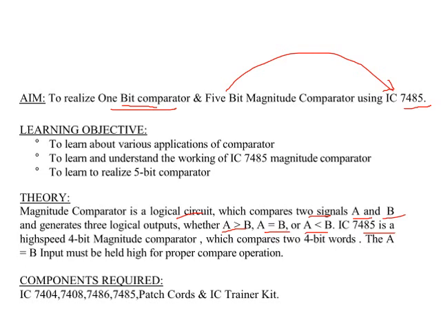So 7485 is a high speed 4-bit comparator IC which compares two 4-bit words. So the components required are a few basic ICs for the 1-bit comparator and 7485, followed by patch cords and IC trainer kit.